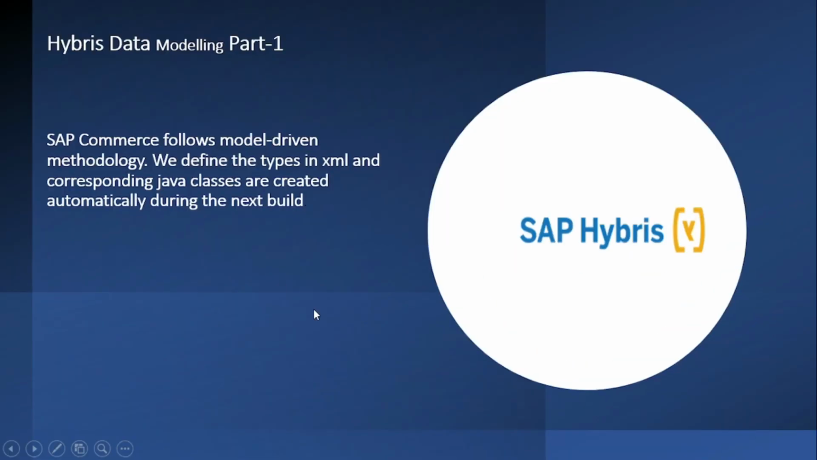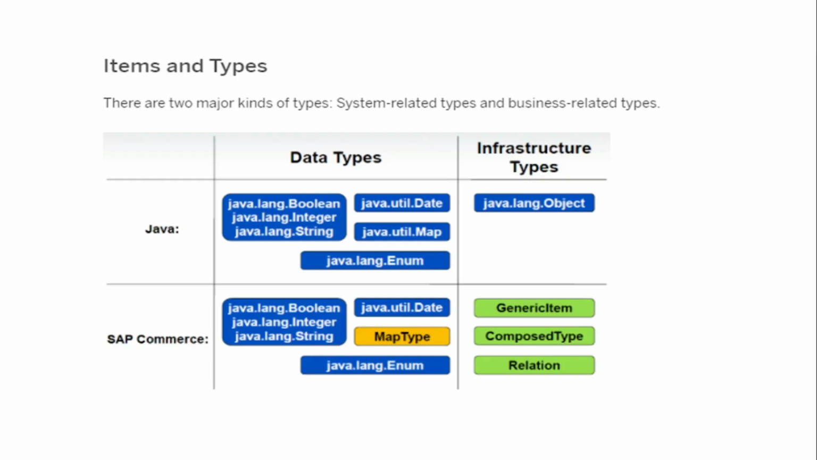I want to add a few more comments. SAP Commerce follows a model driven methodology. So we define the types in XML, and corresponding Java classes are created automatically during the next build. Suppose I have created a new item type in items.xml. After the build it will generate all necessary required Java classes and tables in the database. These are a few details which are provided by Hybris.